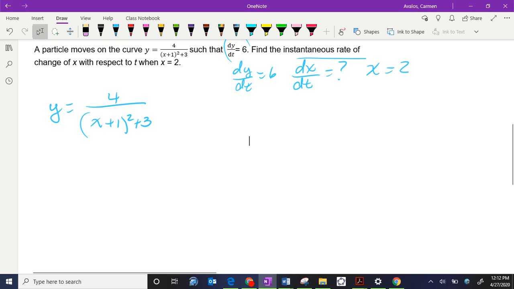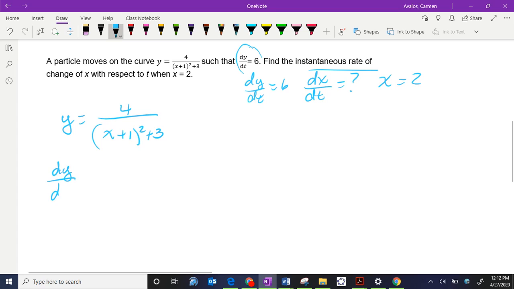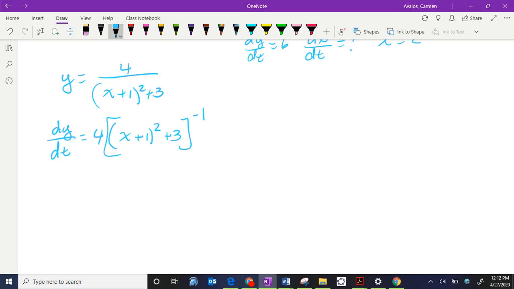So what we're going to get here is dy/dt, and it's a mixture of the chain rule and the quotient rule. You could do the quotient rule, and that's going to look a little bit crazier, but because the numerator is just 4, I'm going to move the whole thing up, because I could. So we have 4 times (x plus 1) squared plus 3, to the negative 1. That way I don't have to do the quotient rule and all that work. If you want to, you definitely could, but here I don't need to. Either way, I would have to do the product rule, and the chain rule is embedded in there.